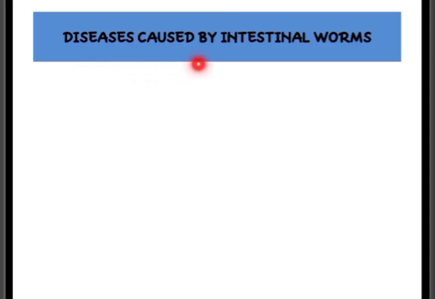Now, the last one is diseases caused by intestinal worms. That means there are some worms which stay inside the intestine of a human body. The example is elephantiasis. We have discussed elephantiasis in our last class. What happens here? The limb or the foot of the person swells. This is a type of disease which is caused because of worms.